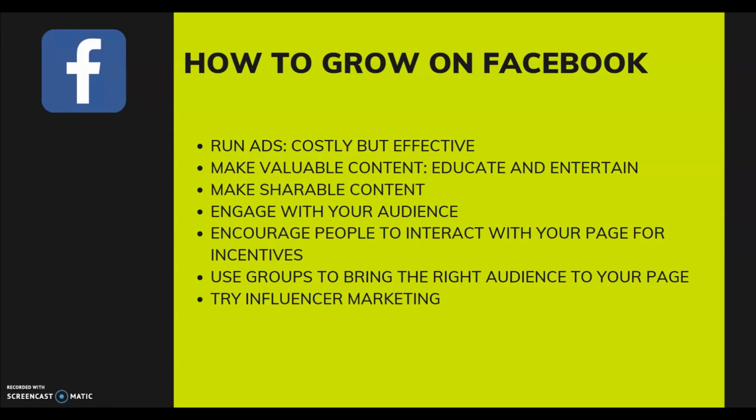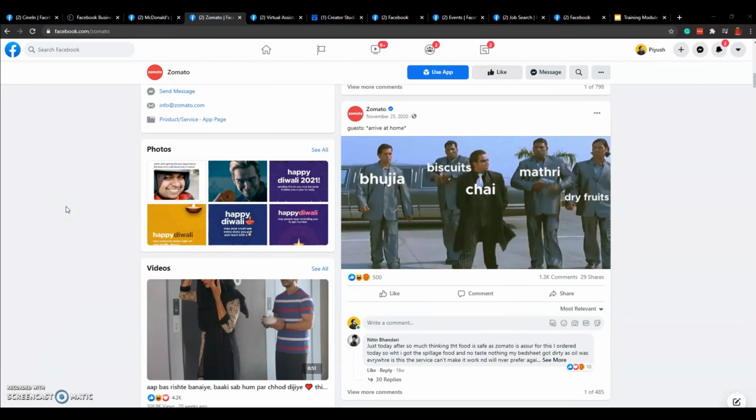Another way of growing your audience on Facebook is by creating content that is shareable by the viewers. A good example of shareable content is right here. As you can see, this is a popular meme that Zomato has used. This can be used by anybody out there by simply clicking share. They can add it to their newsfeed, add it to their stories, send it to a group, share it with a friend, or tag a friend down in the comment.